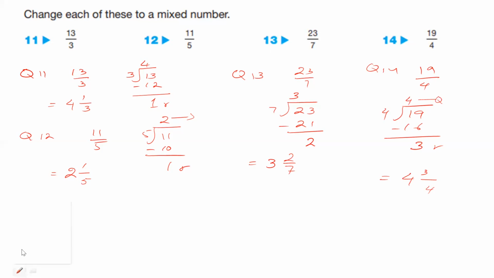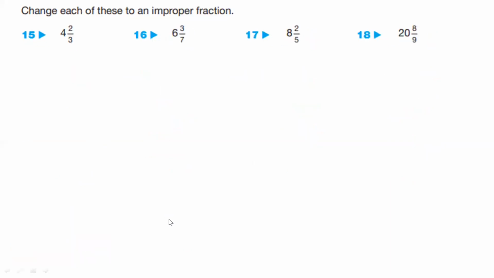So here we go for the other options. Okay. Question number 15 now. Question 15, change each of these to an improper fraction. Again we understand what improper fractions are. Improper fractions are those fractions whose numerator is greater than the denominator.